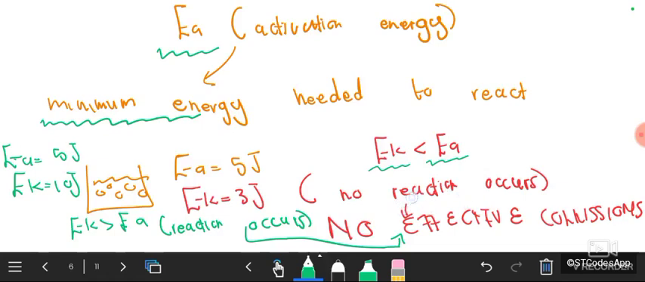Now check one thing. The particles may not have sufficient kinetic energy to react, but they collide in the correct orientation. The reaction will still occur. So it just needs to meet one requirement.